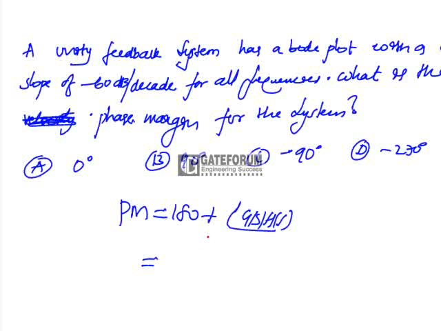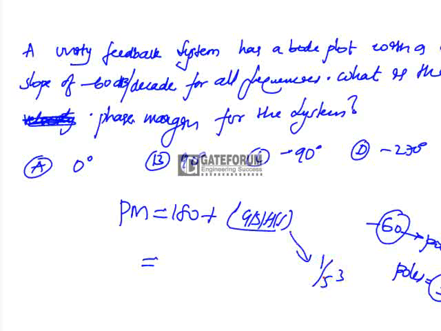Now minus 60 dB per decade means, since we are having minus sign, that means we have poles. 60 dB per decade means number of poles is equal to 3 because each pole has minus 20 dB per decade. If you have 3 poles at origin, what does it mean? That it is having the function 1 by s cube. That means minus 3 times of tan inverse of s.